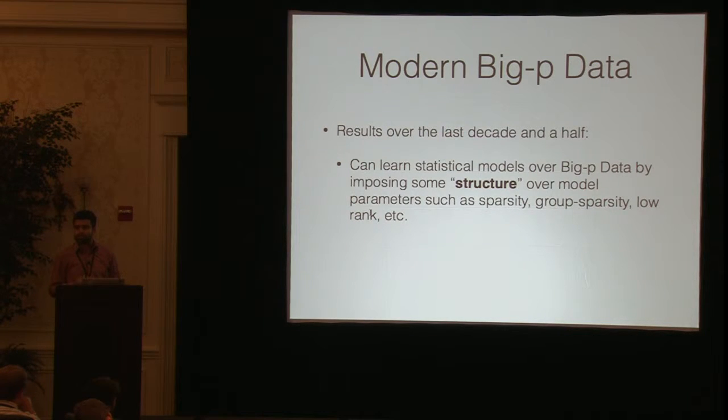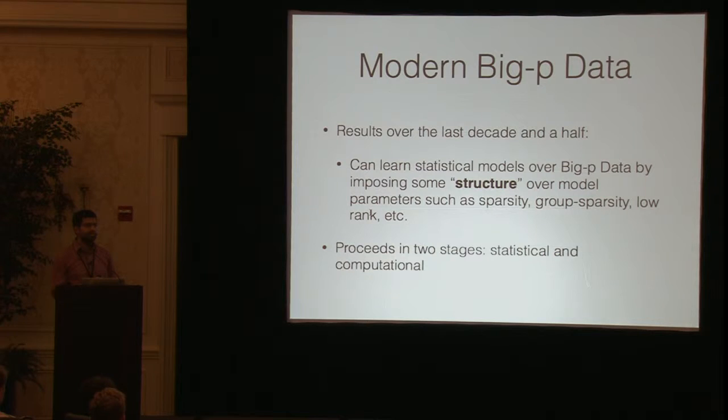What we do is we impose structural constraints on the model. These range from sparsity, group sparsity, and various structured sparse constraints, including low rank and various superposition structure, and so on and so forth. Right? And so this is what we do. At some level of caricature, this proceeds in two stages. Right? There is a statistical stage, and then there is a computational stage.